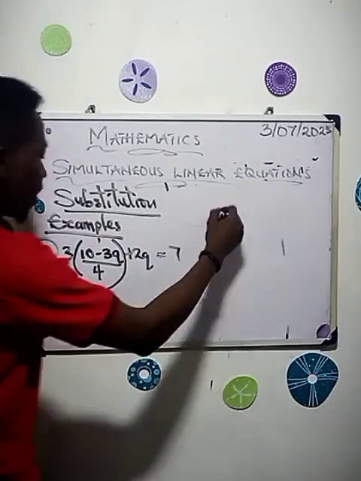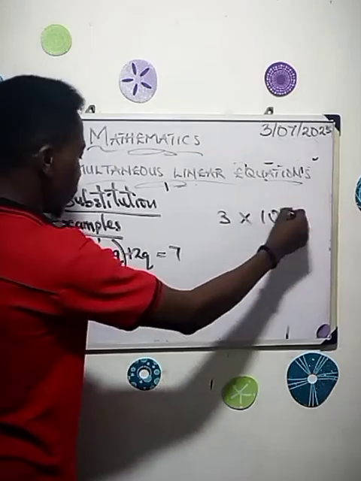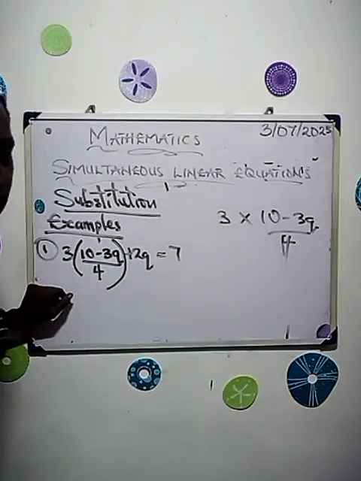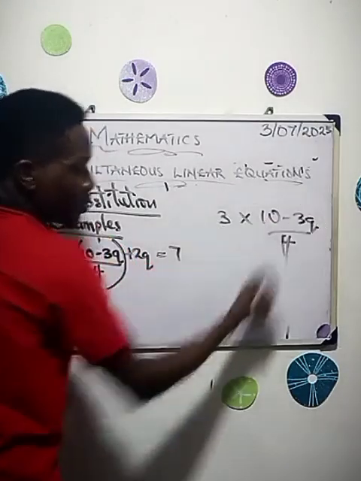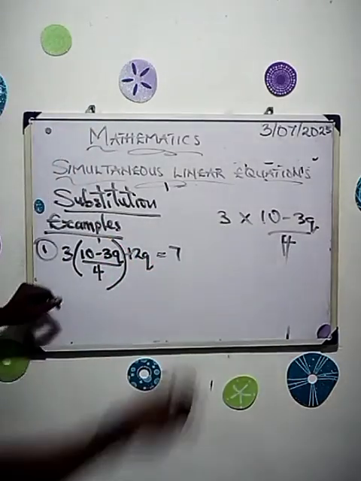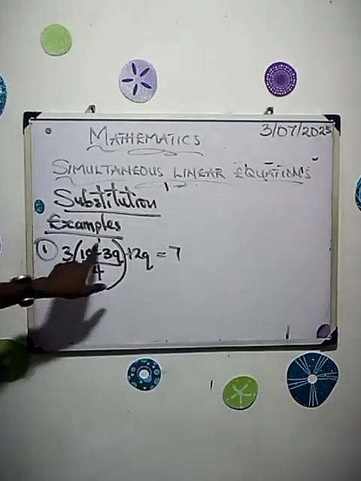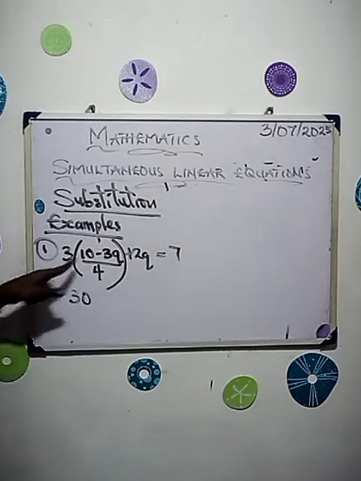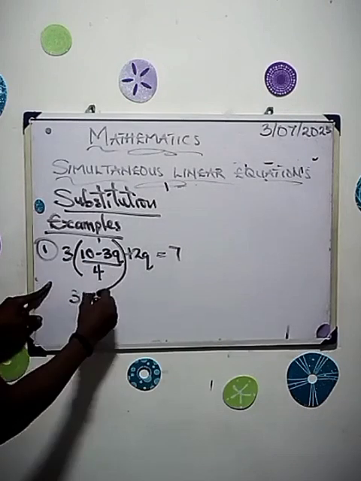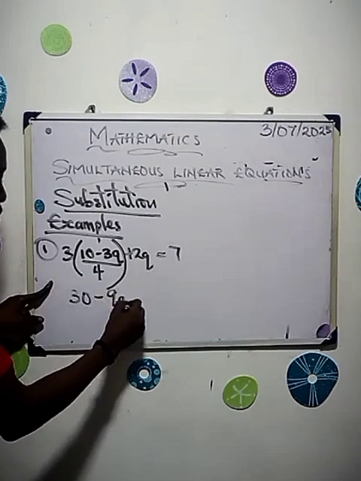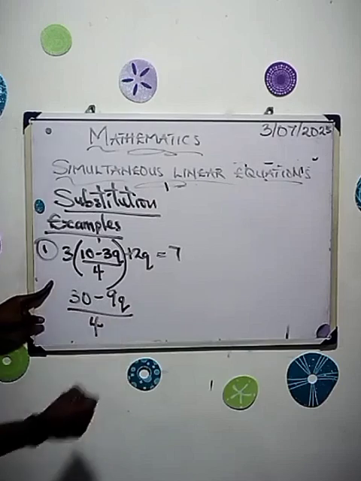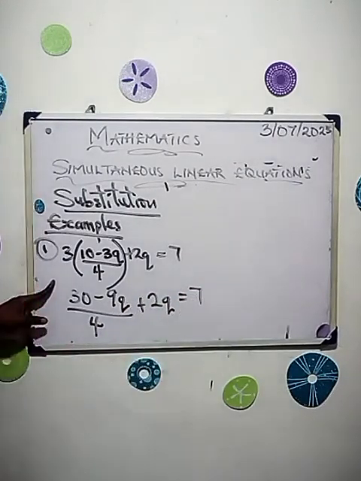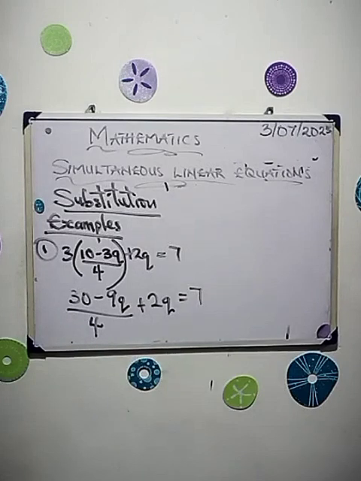This is like saying 3 times 10 minus 3q over 4. So this 3 will be multiplying everything here as a fraction. Now 3 times 10, 30. 3 times minus 3q, minus 9q over 4 plus 2q equals 7.